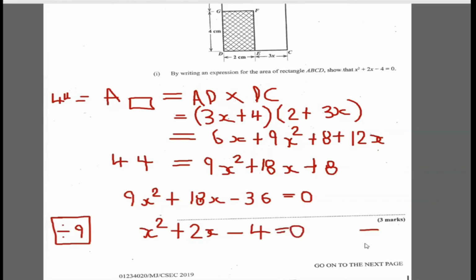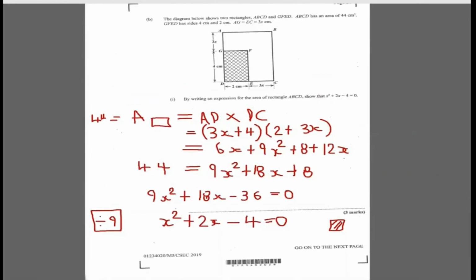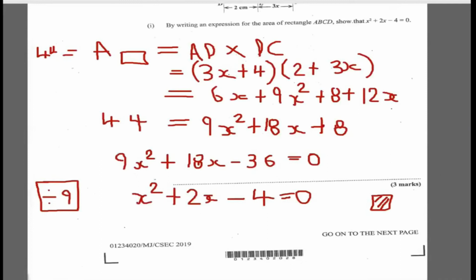And so we've proven it. And that's how you do this question. Nice and easy. There's no spice to this question, no sugar at all. And then now it says calculate to 3 decimal places the value of x. So pretty much we're going to have to solve this equation to work out the value of x. So we have x squared plus 2x minus 4 equals 0.